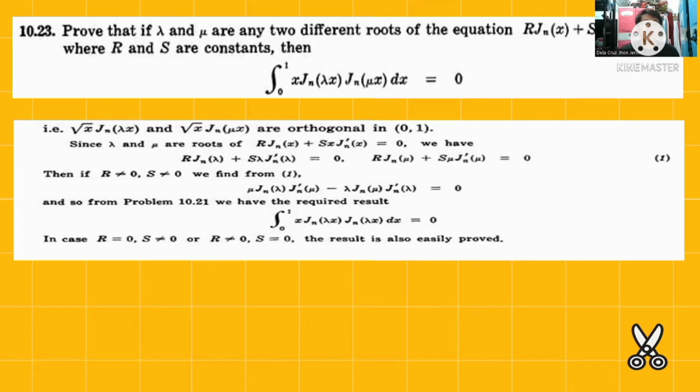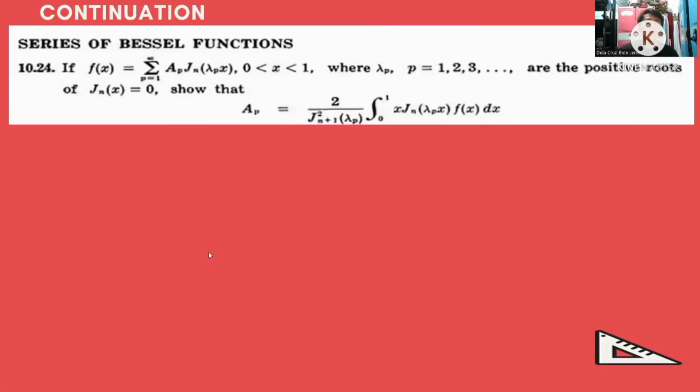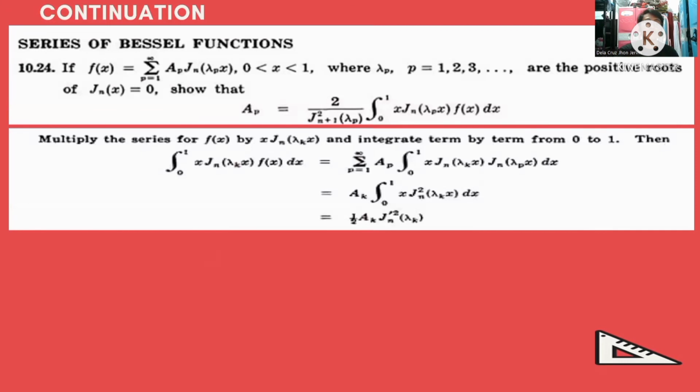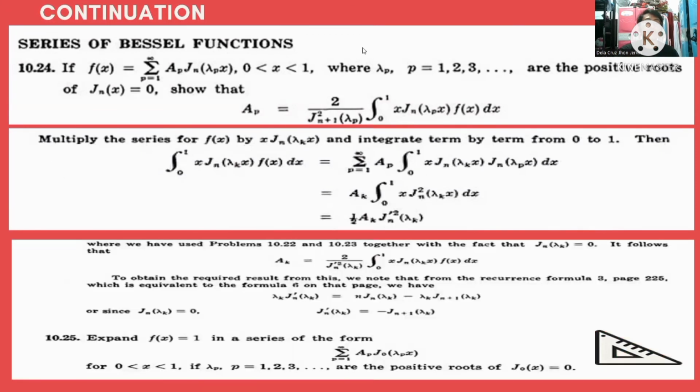We get the integral from 0 to 1 of x J sub n of lambda x times J sub n of mu x dx equals 0. In case r equals 0 and s is not equal to 0, or r is not equal to 0 and s equals 0, the result is easily proved. Next, the observation: what we have here is a series of Bessel functions.